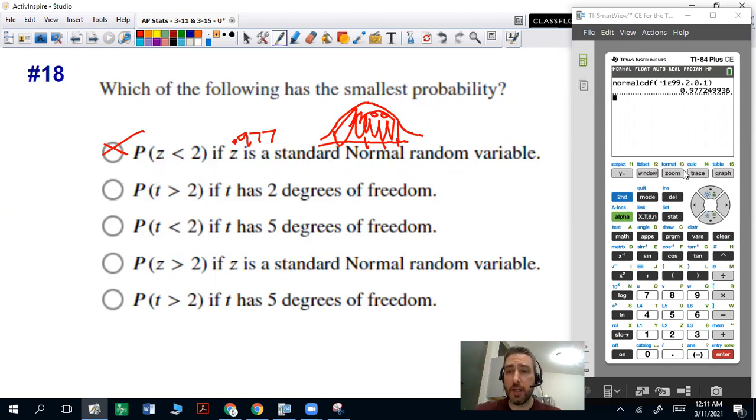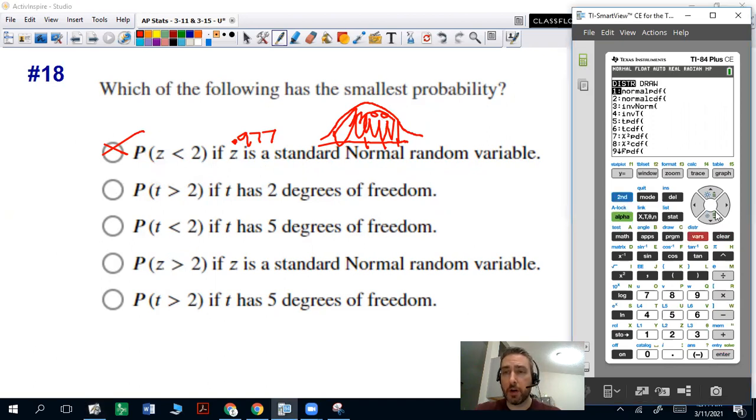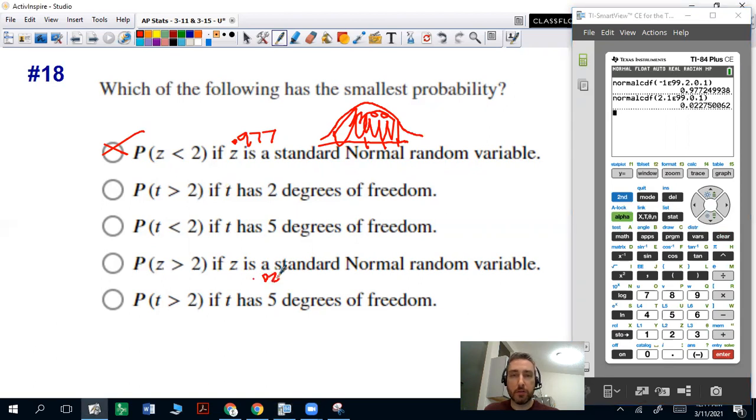So if I did 2nd Vars, normal CDF, and I did greater than 2, I'd put 2 at my bottom and 1E99 at the top. Keep it at 0 and 1. And I get the complement of that, right? Those two should add to 1. So this should be 0.0227. Now that's significantly smaller than this.